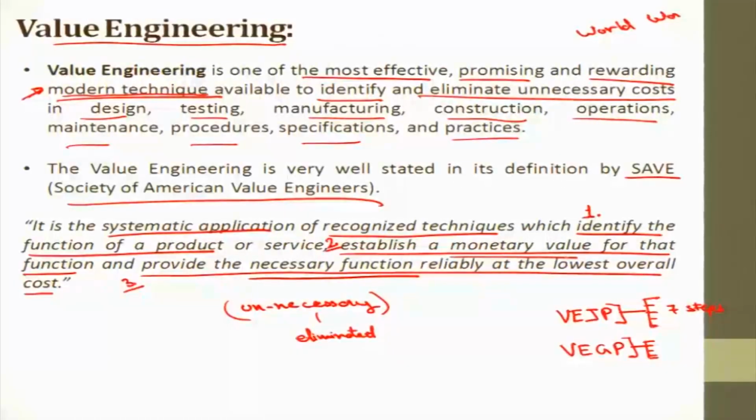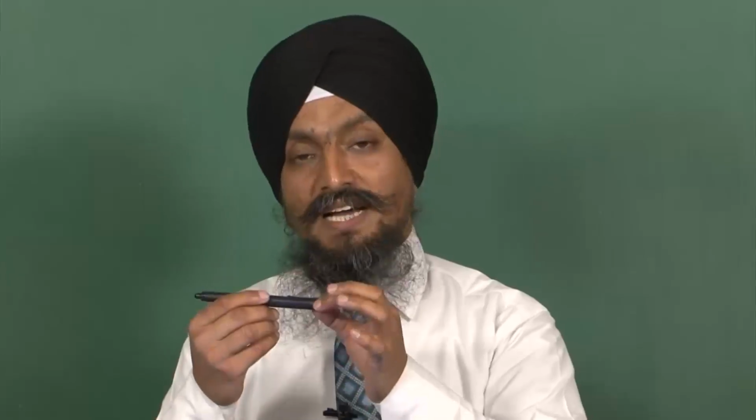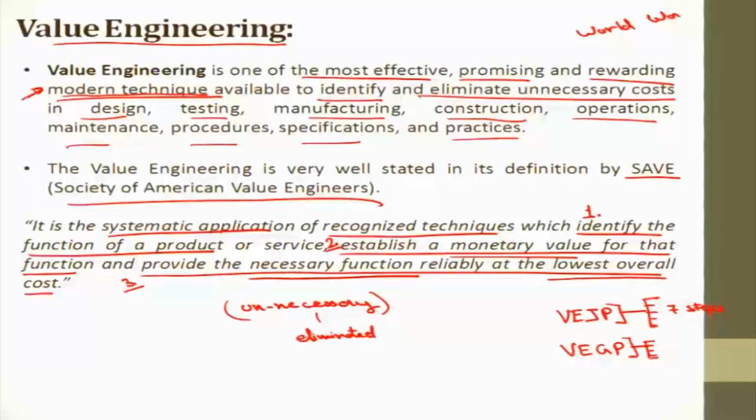This is value engineering. First we identify the function, establish the monetary value, then we see what is necessary and what is unnecessary. If there is some unnecessary function which we can eliminate and the corresponding cost can also be eliminated, then we can provide it at a lower cost. The lowest overall cost is eliminating all unnecessary functions, or maybe providing these necessary functions also at a lower cost.